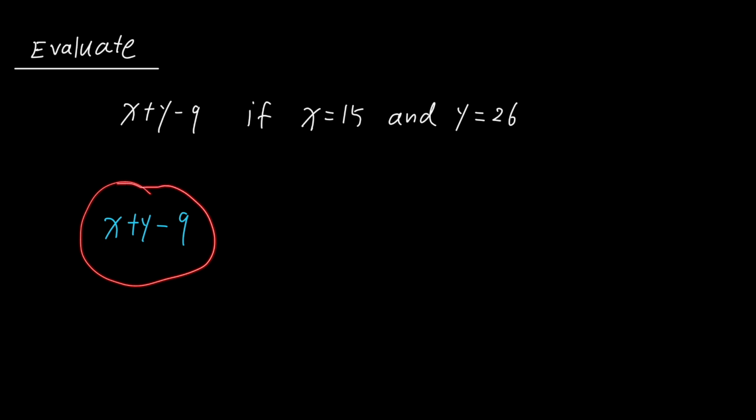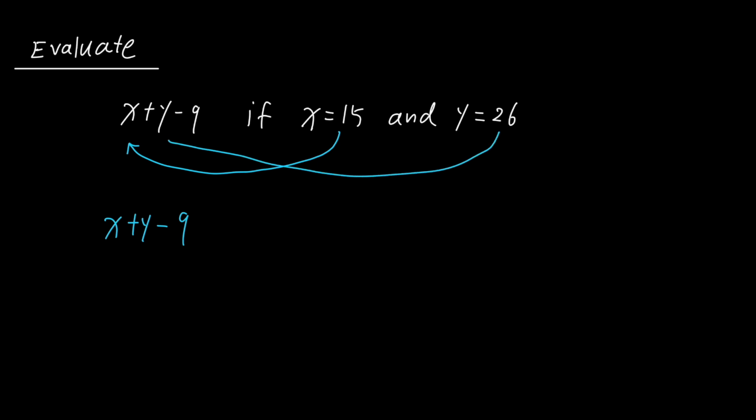Let's say we directly evaluate. Can we do that? The thing is, we cannot do that because we do not know what x and y represent. But luckily, we have this condition right here. We have x represent 15 and y represent 26. Why don't we just replace this variable x with this 15 and replace y with this value 26, and then we can just calculate it. Why don't we do that?